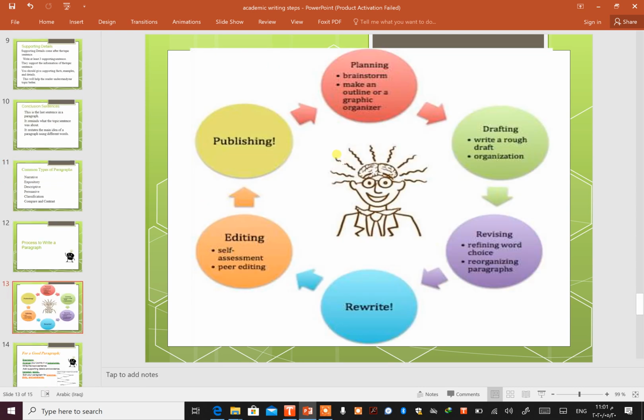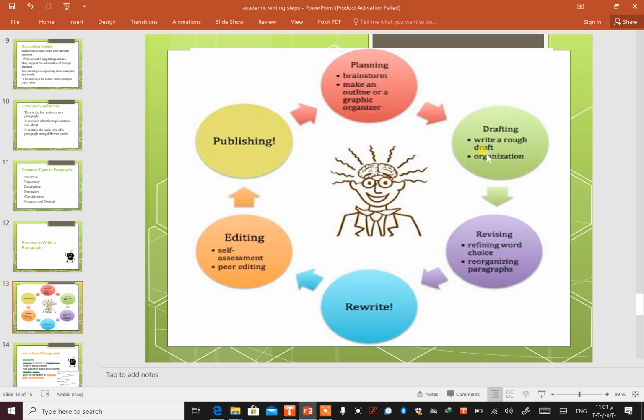So here, if we talk about the process of writing, you have to put in your mind before you start writing, you have to do a kind of brainstorm, that you gather ideas about what you're going to write about. You can make either a mapping, just the topic and then the other details that you want to mention, or just do a kind of outline to organize your thoughts before you start writing.